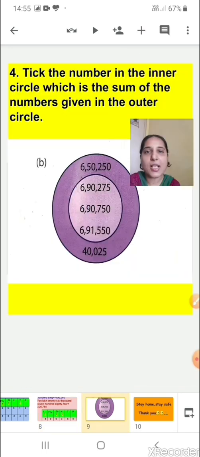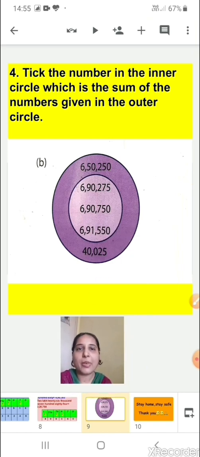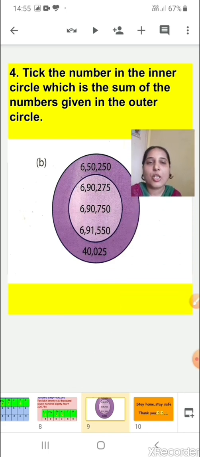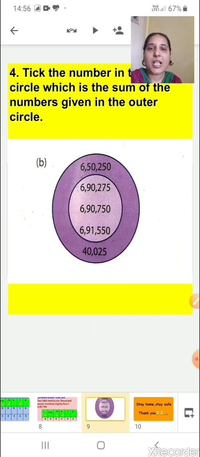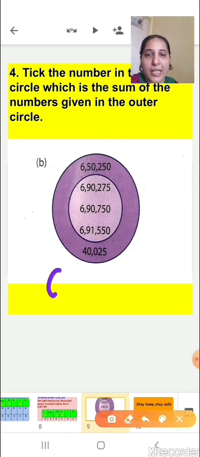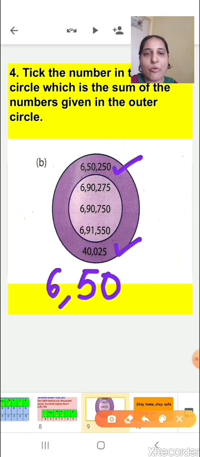So question number 4 is, tick the number in the inner circle which is the sum of the numbers given in the outer circle. So you can see here the circle is being given. One is outer circle and inside there is inner circle. So you have to tick the number in the circle which is the sum of the numbers given in the outer circle. So you have to add the numbers which are given on the outer circle. In the outer circle, what are the numbers being given? So you write that number. Let's write that number, 6,50,000.